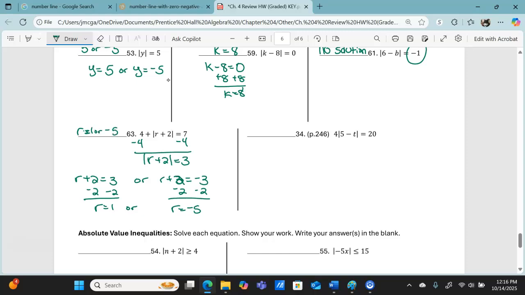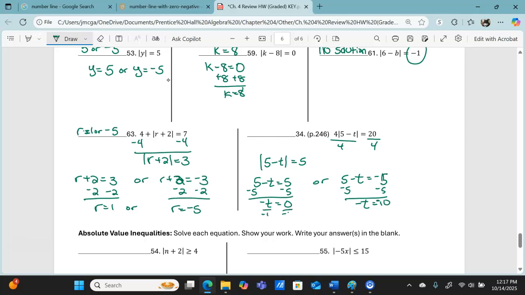Here I'm going to divide by 4 first to isolate the absolute value. So I get the absolute value of 5 minus t equals 5. So I take the guts of the absolute value equals the number, or the guts of the absolute value equals the negative number. Subtract 5 from both sides. That 5 is positive because there's no sign there. The t is negative though. So 5 minus 5 over here would be 0. Minus 5, we get negative t equals negative 10.